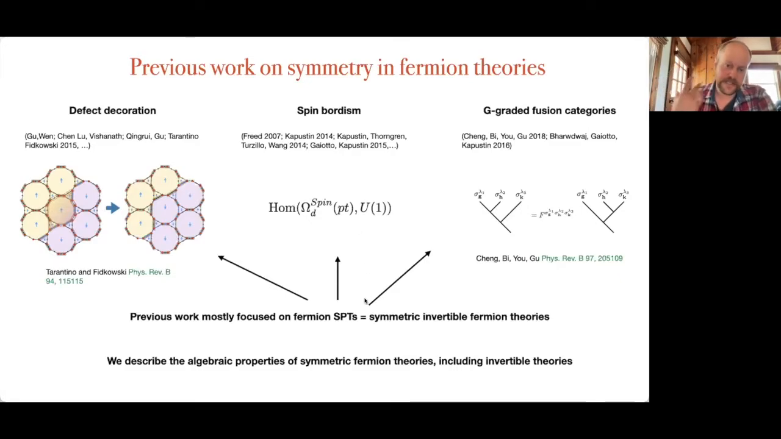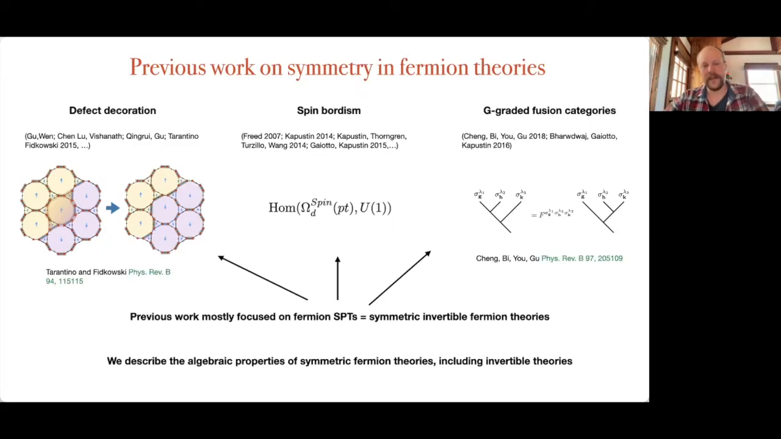Now, the drawback of these three approaches is that they don't tell you, at least not in a simple way, any information about the excitations in the theory. You know, what is their braiding or fusion or any of these properties that we may have access to in an experiment in principle.